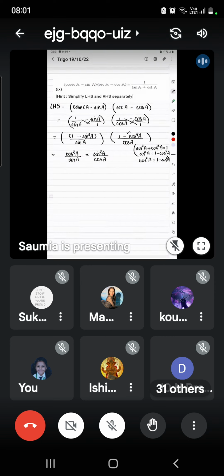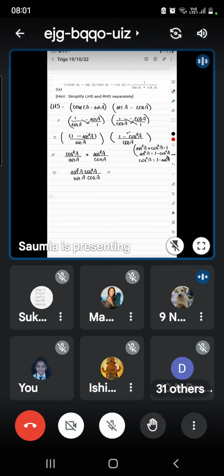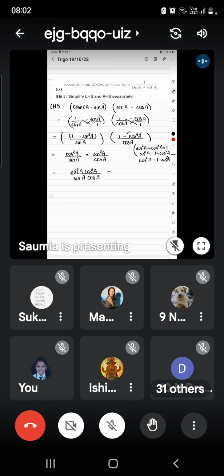Now, this is like multiplying two fractions. When I multiply two fractions, I can write both the numerators together, sin square A into cos square A, and both the denominators together, sin A upon cos A. Now, what can I do? Nothing. How many sin A's in the numerator? Ma'am, I thought it would get cut. Yes, yes. You can still cut. You could have cut here itself, but you can still cut.